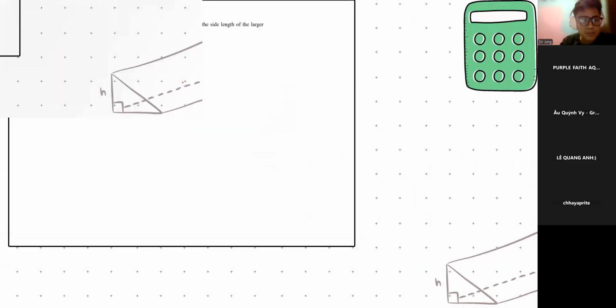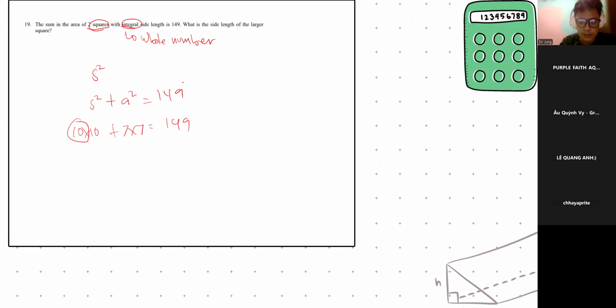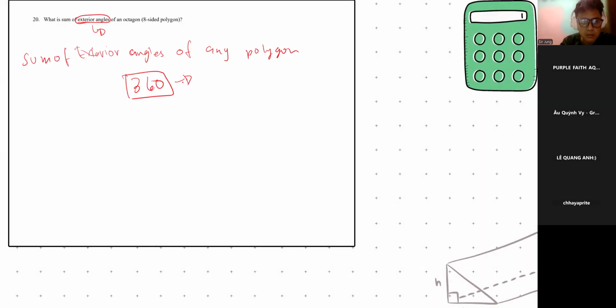Okay, number 19. So again, the sum of exterior angles of any polygon is always equal to 360. Okay, so that should be the answer, 360.